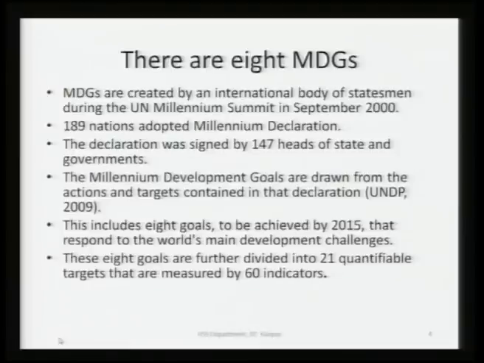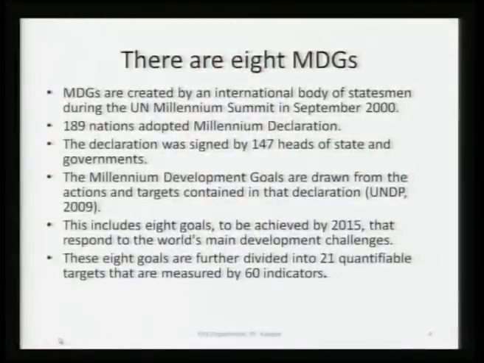Millennium Development Goals were created by an international body of statesmen during the UN Millennium Summit in September 2000. 189 nations adopted the Millennium Declaration. They committed themselves by signing that they are committed to the achievement of Millennium Development Goals. The declaration was signed by 147 heads of states and governments. The Millennium Development Goals are drawn from the actions and targets contained in that declaration.